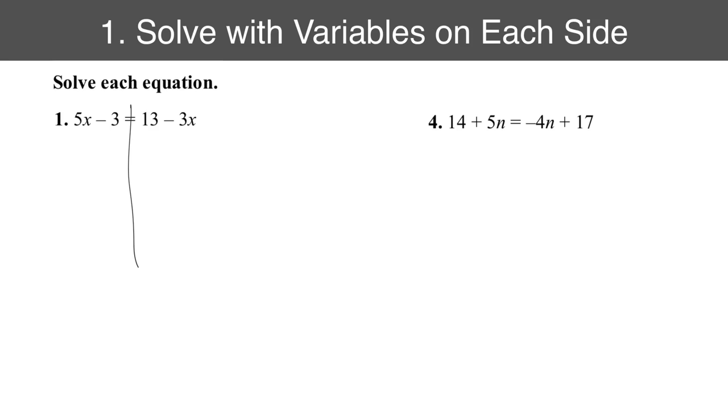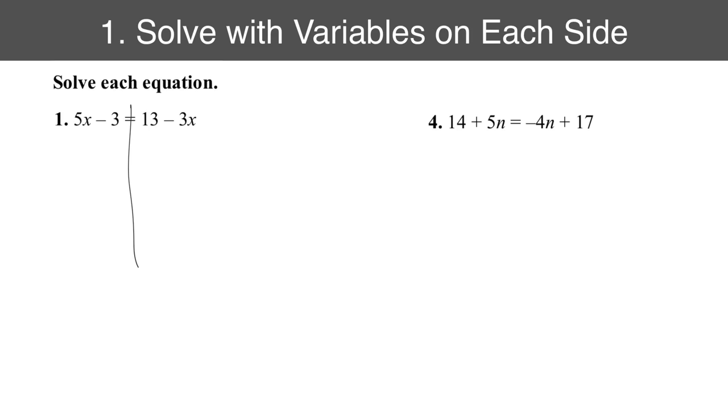So the first thing we want to do is get those x's together. It does not matter which one you move. You can move the 5x to the right or move the negative 3x to the left. It does not matter. Now, when we get to inequalities, you're going to want your variables on the left. So it's a good habit to get into to always take the one that's on the right, move it to the left. So we're going to move the 3x.